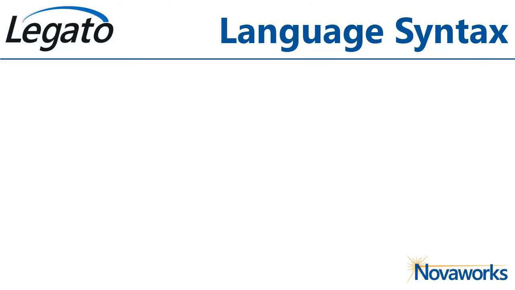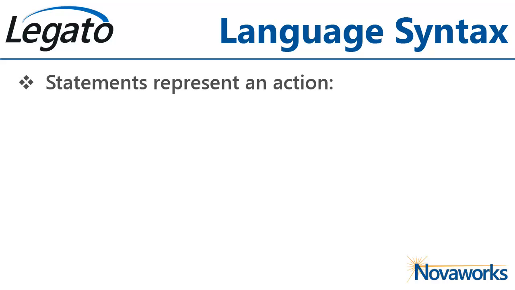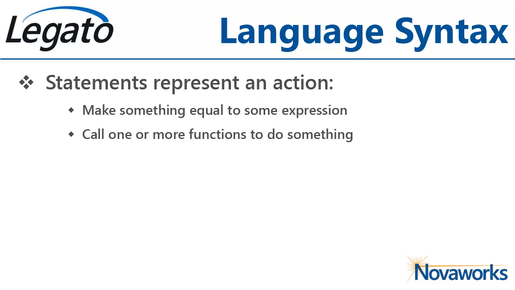A little more about language syntax. Statements. Statements represent an action. In other words, make something equal to some other expression. It could be as simple as saying i equals 6, or something as complicated as taking x and having it equal a series of multiplications or divisions. It's a call to one or more functions to do something, like display a message box. It's a test of a condition, or returning a value to a caller.